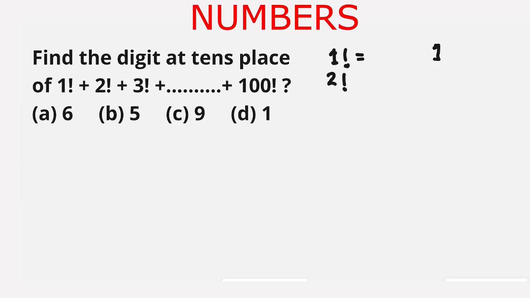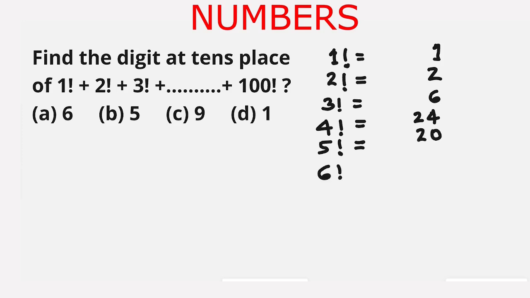2 factorial equals 2 and the unit digit is also 2. 3 factorial equals 6 and the unit digit is 6. 4 factorial is equal to 24 and the digits up to tens place is 24. 5 factorial equals 120 and the digits at tens and ones place are 20.